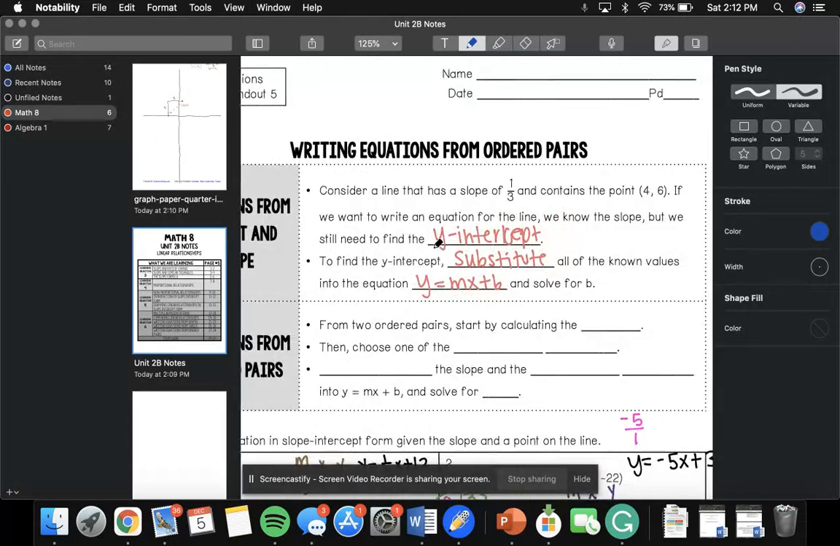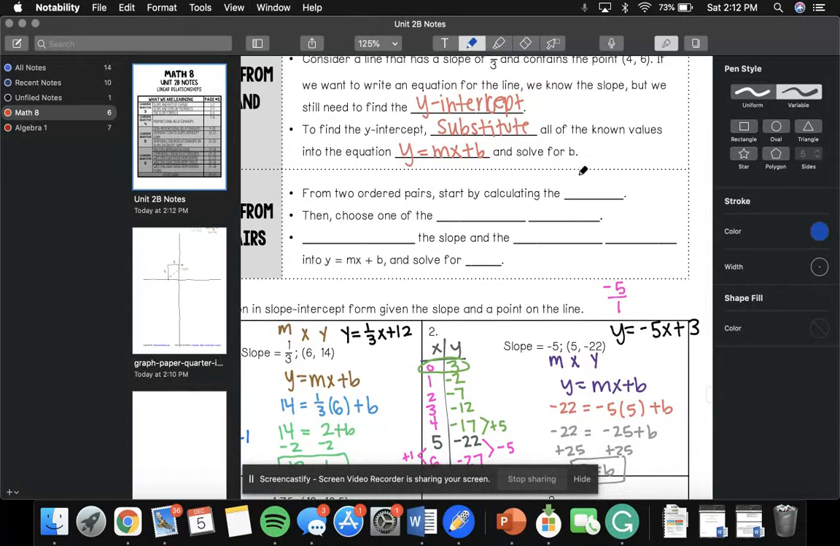here. If you are only given ordered pairs, first what we would have to do is calculate the slope. And there's many ways to calculate slope. Most of us like to just do the change in the y over the change in the x, or to do the formula. Okay. Then you know the slope, and you would pick one of the ordered pairs. And then it would be very similar to the problems on the first page, where we would substitute in the slope that we just calculated and the ordered pair into y equals mx plus b and solve for that b value.